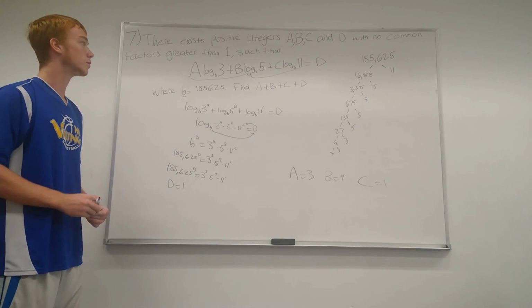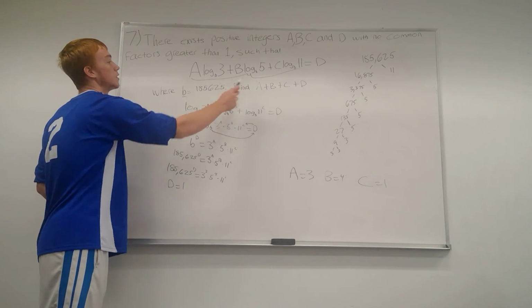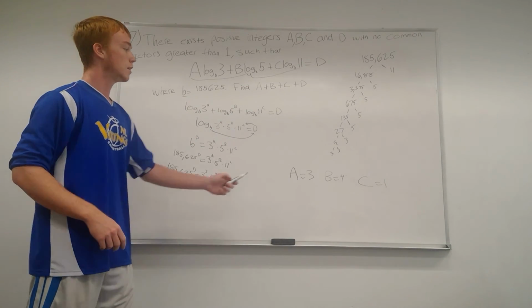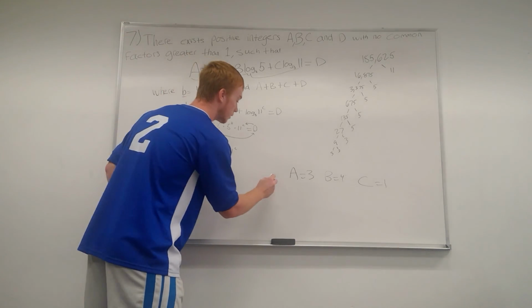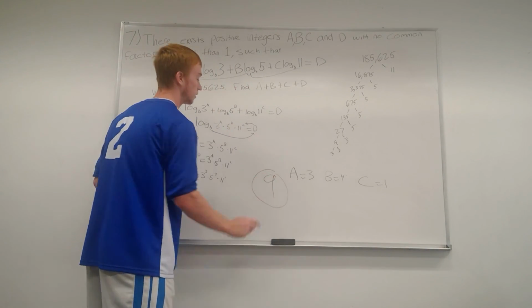Now if we look at the original question, we're supposed to find a plus b plus c plus d. a plus b is 7, plus c is 8, plus d is 9, and that is your final solution, 9.